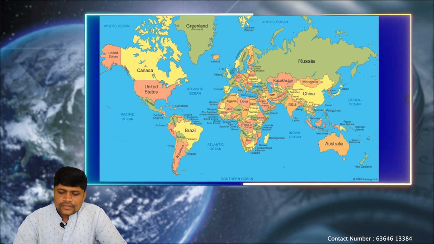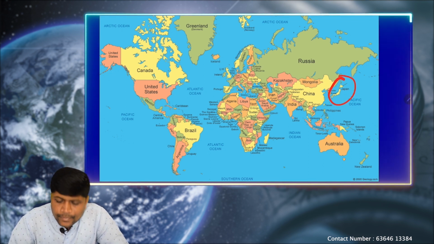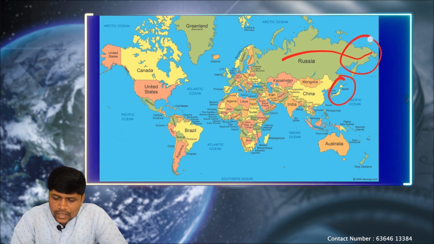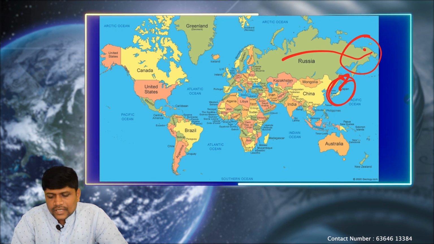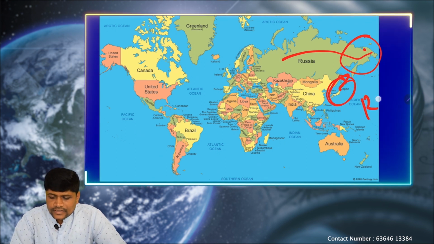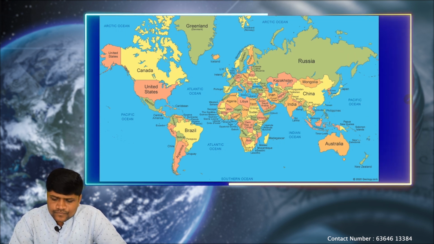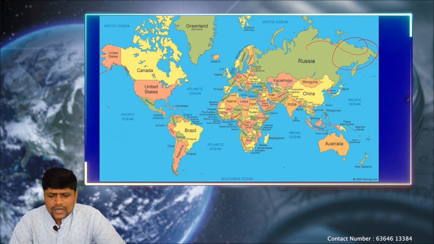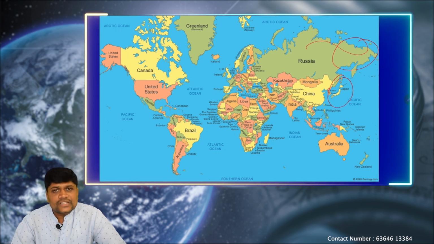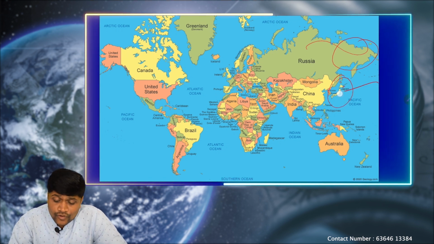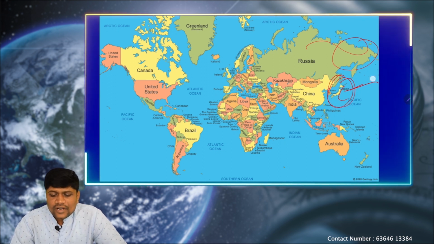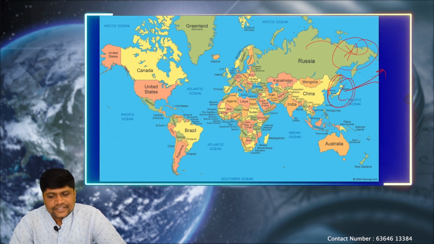Okay, let's see. See, the first one, here is Japan. Compared to the Russia region, this is the place where the majority of residents can be seen. In the Russia region, the number of residents is very small. We can even say there are no settlements here. So that's why Japan in the eastern hemisphere receives the first sunlight. That's why Japan is called the land of sunrise, but not Russia.